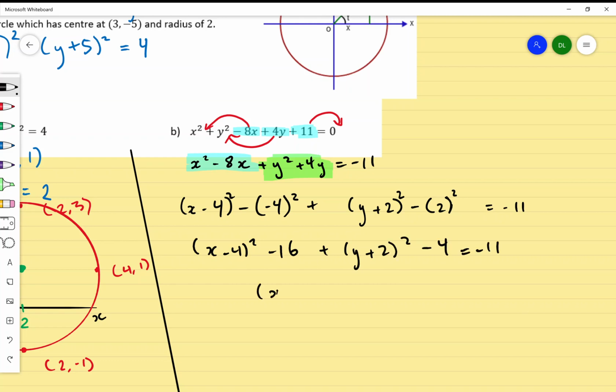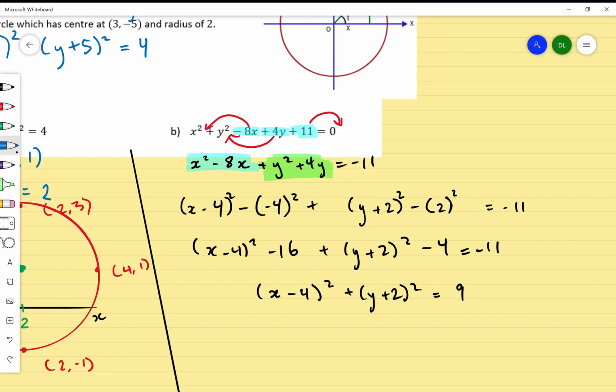Rearranging that, moving all the constants to the right-hand side, I get x minus 4 squared plus y plus 2 squared equals, I'm going to add 20 on both sides. Well, that's because I've got the negative 16 and negative 4, which gives me negative 20, which gives me a value of 9. Now that's our nice, very easy to understand general form.